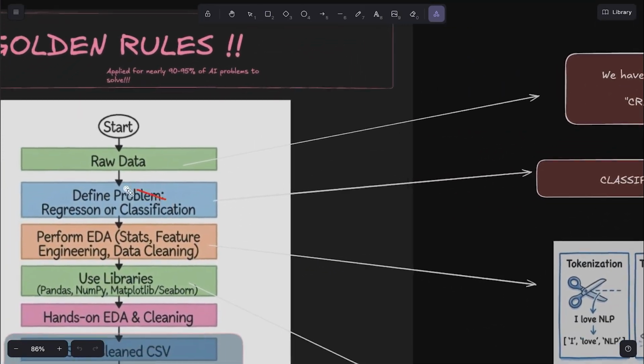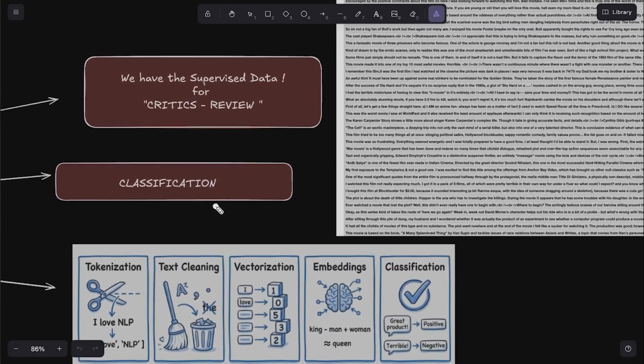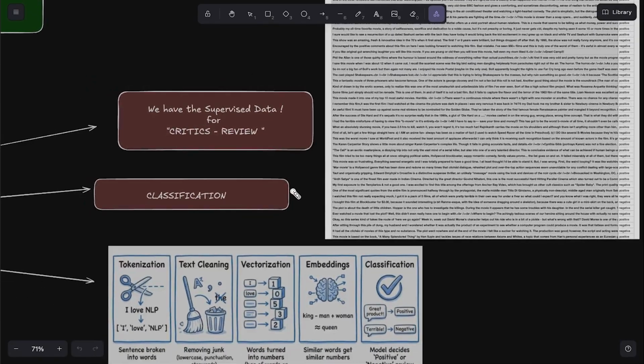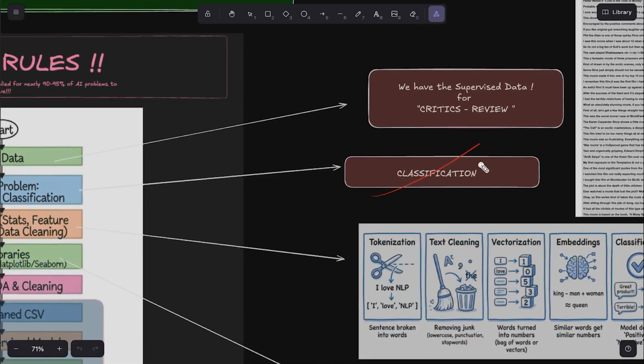Now the second thing is that I need to define a problem. What is our problem? Our problem is that I need to teach my machine so that it could classify, by taking any sentence, whether it is a positive review or a negative review, right? So it is a classification kind of problem.